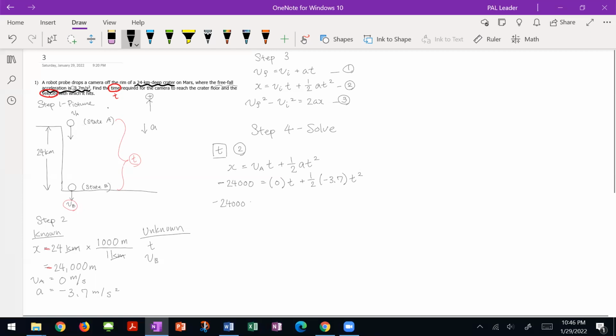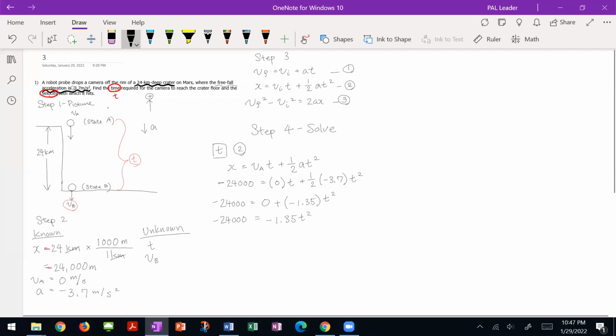I'm going to rewrite that. 24,000 equals 0 plus half of 3.7. That would be 1.35, I think. I hope that's right. It'd be negative, right? Negative 1.35 T squared. I'm going to fix this. So it'd be negative 24,000 equals negative 1.35 T squared.